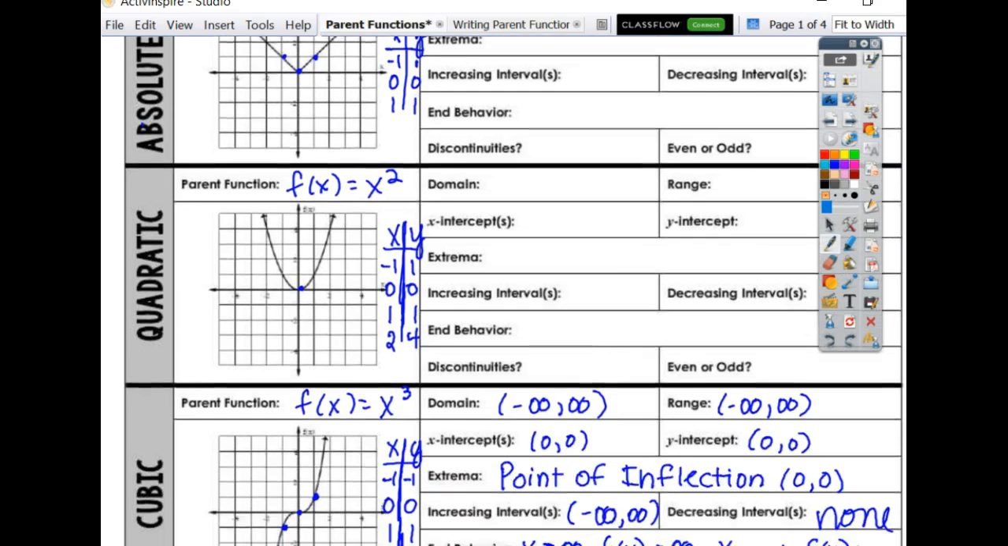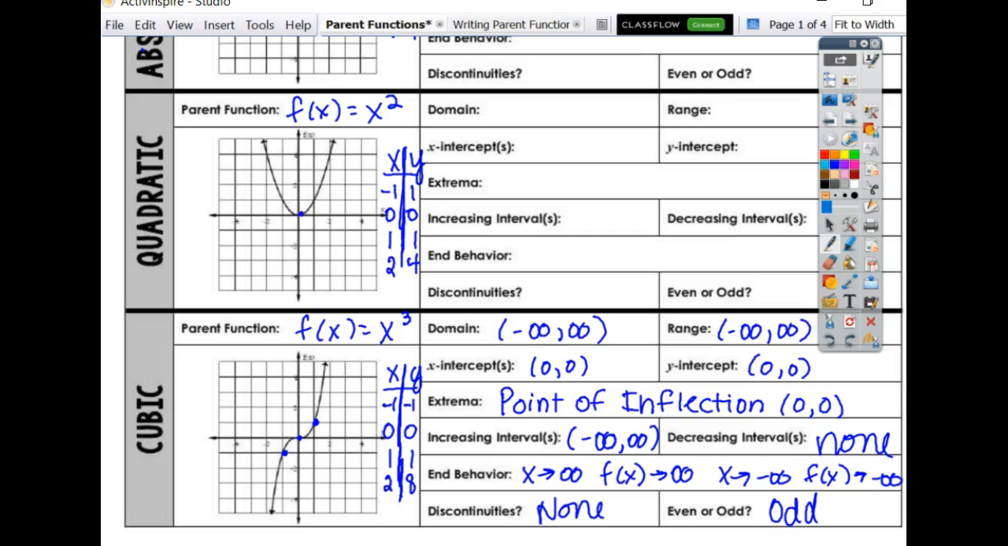And did we do the x cubed? Did we fill this in? Okay. So just the points.